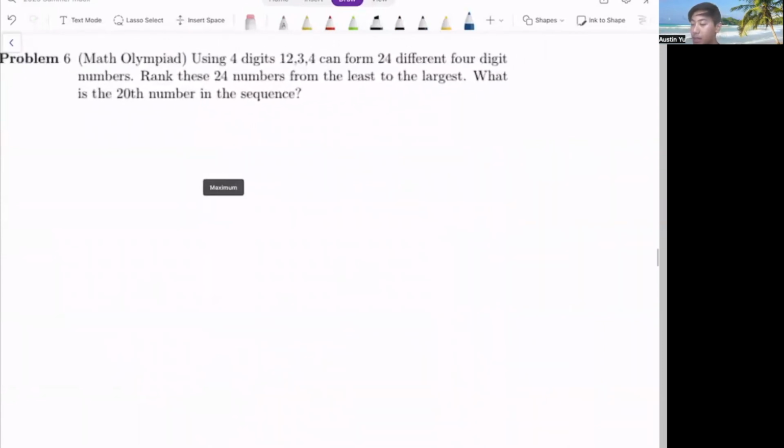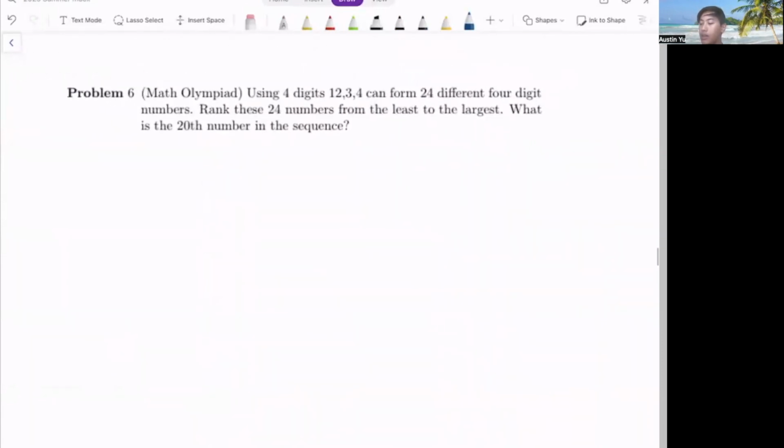Problem 6. Using 4 digits, 1, 2, 3, and 4, it can form 24 different 4-digit numbers. Rank these 24 numbers from the least to the largest. What is the 20th number in the sequence? Well, we know that since 20 is very close to 24, we can just count backwards. So we can do 24th largest, 23rd largest, 22nd largest, 21st largest, and finally 20th, which is what we're looking for. Let's start off with 24.